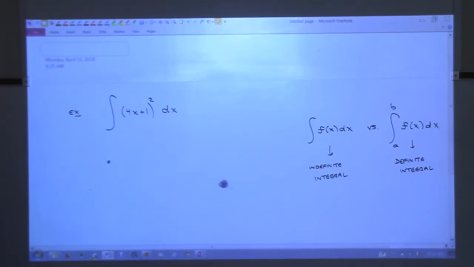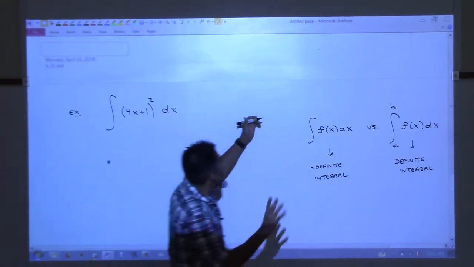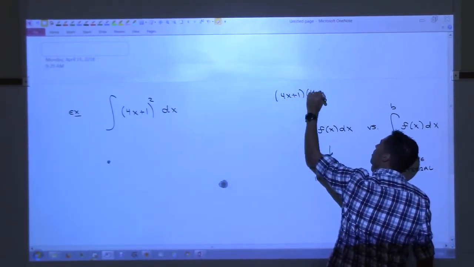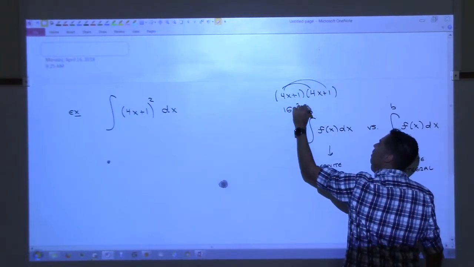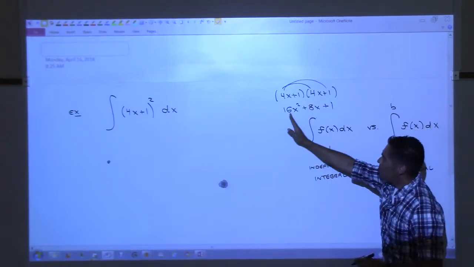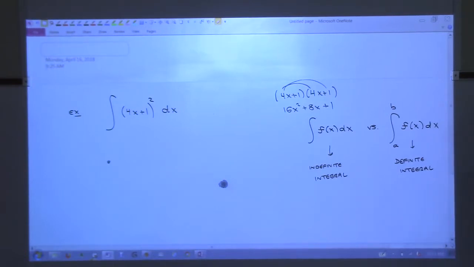Anyone have an approach to do this one? Like do 4x plus 1 times itself, right? So don't do this, but this is what we could do here. 4x plus 1 times 4x plus 1, and you get 16x squared plus 8x plus 1, right? And then you could do power rule on each one of those. Is that safe to say? So that would be a way to do that?